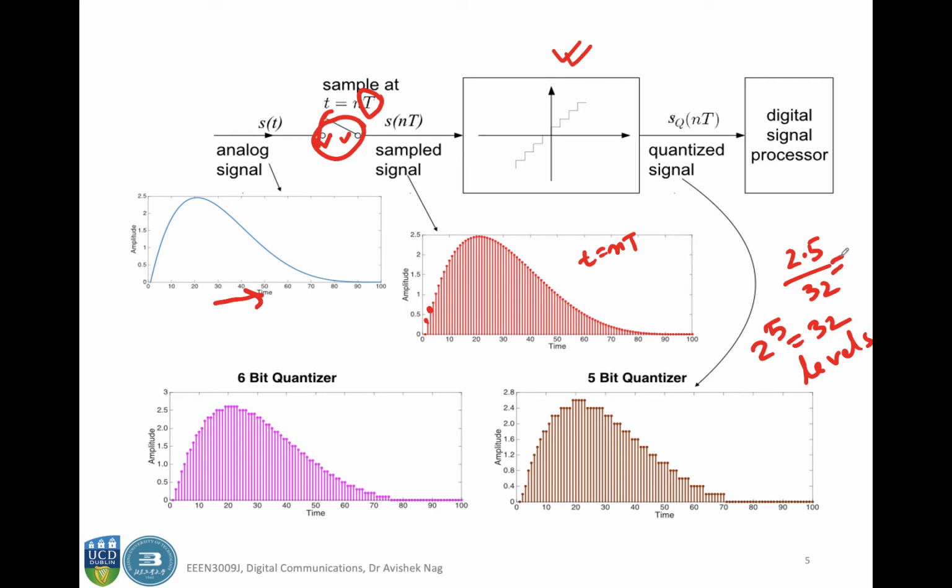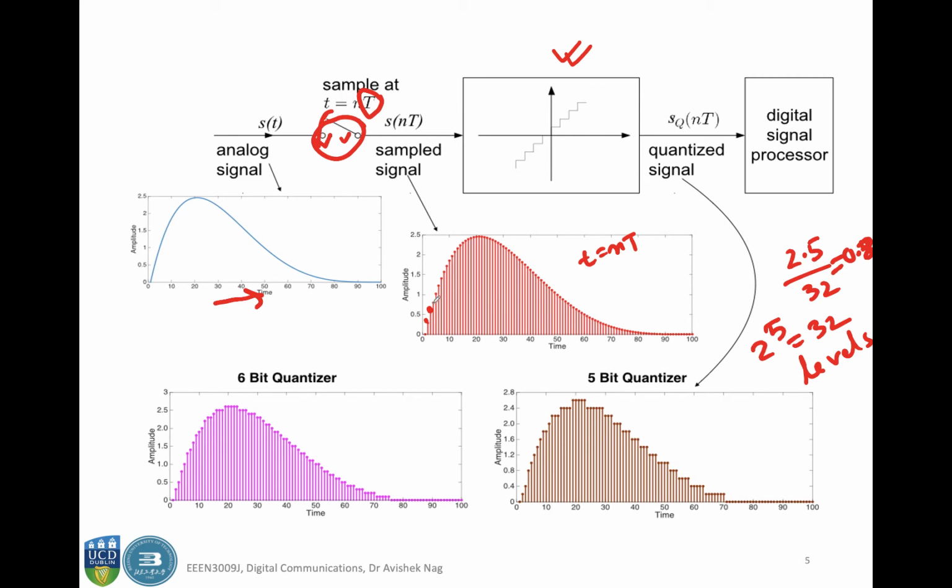Let's say this is 0, and let me work this out. So basically 2.5 divided by 32 will be 0.07 or 0.08. Okay, so let's say now I can choose only increments of 0.8. So I can choose 0 volt, I can choose 0.8 volts, I can choose 1.6 volts, and so on.